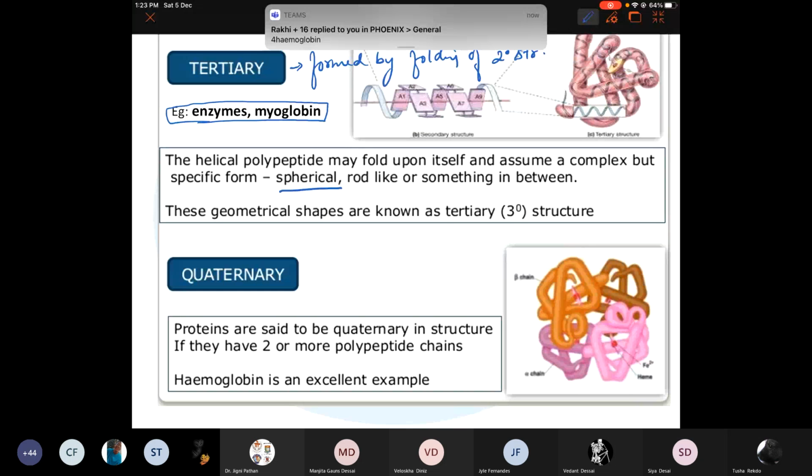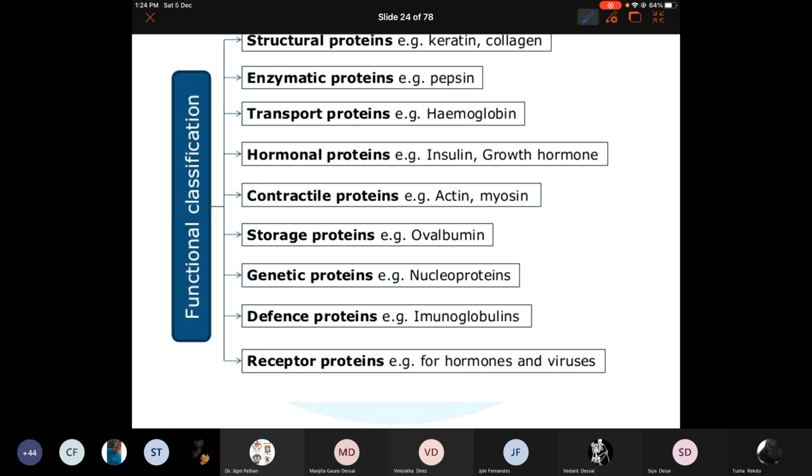Is the point clear? Very important question. Next, functional classification of proteins. Can you see the functional classification slide?